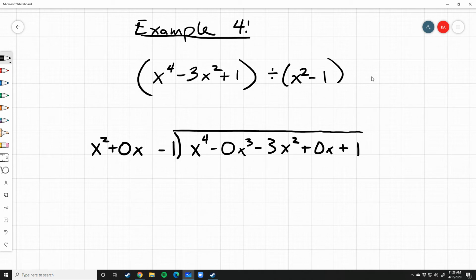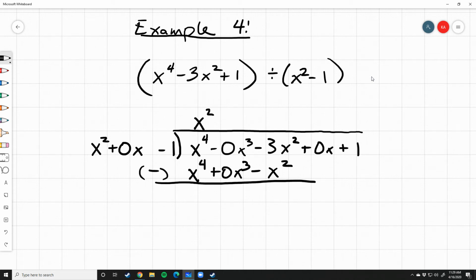All right, so we're going to proceed like we normally do. We look at the leading term of our divisor, x squared, and we say, what do we have to multiply it by to make x to the fourth? That's x squared. And we multiply x squared by our entire divisor. Notice when we multiply x squared by this 0x, we're going to get 0x cubed. And then x squared times negative 1 is minus x squared.